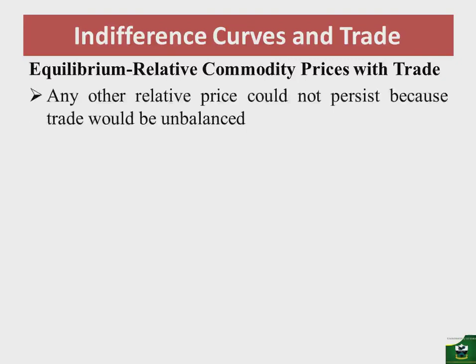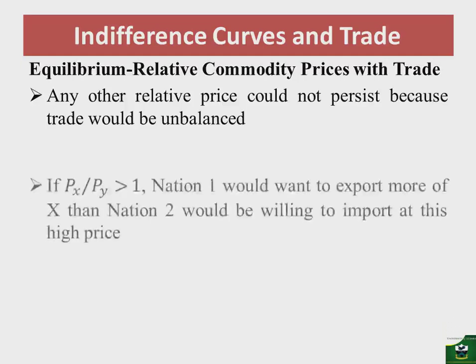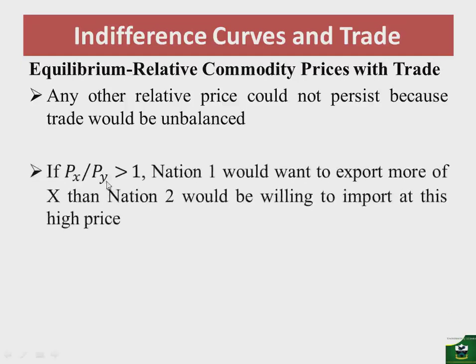We noticed that at the relative commodity price of 1/4, nation 1's production was gravitating towards the world price of 1. And therefore, any trade which would have occurred in between was not going to be the equilibrium trade. So only when the two nations are trading at the international terms of trade are we going to realize equilibrium. So it means that if the relative commodity price is greater than 1, which we have defined as our international terms of trade, nation 1 would want to export more of X than nation 2 would be willing to import at this higher price.